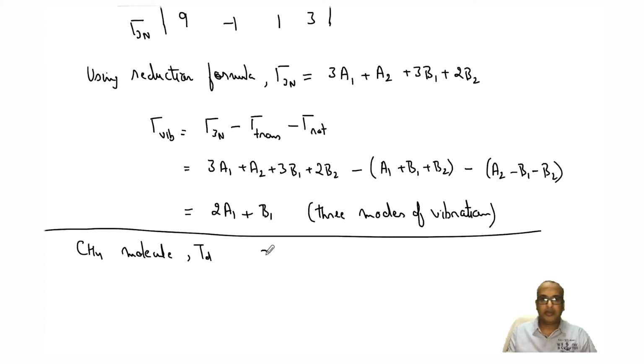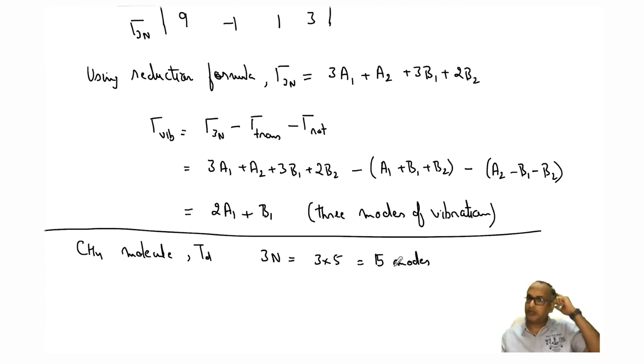Now here 3N is equal to 3 into 5. So remember that there are 5 atoms now, 1 carbon and 4 protons. So you'll have 15 total modes, out of which 3 will be translational, 3 will be rotational. So how many vibrational modes will be there? There will be 9 modes, right? So 9 modes of vibration.